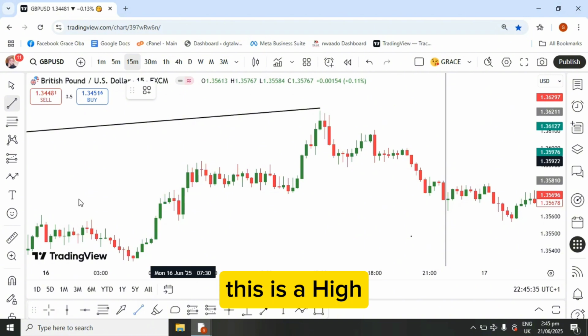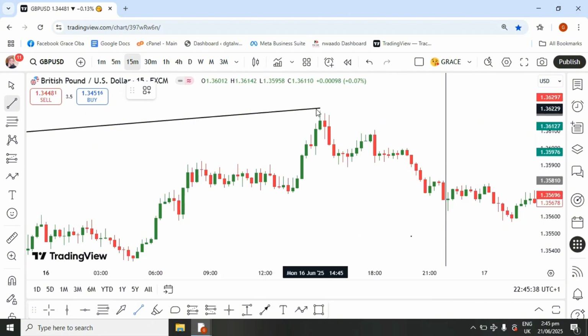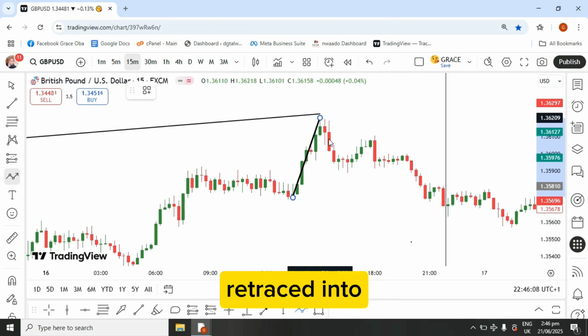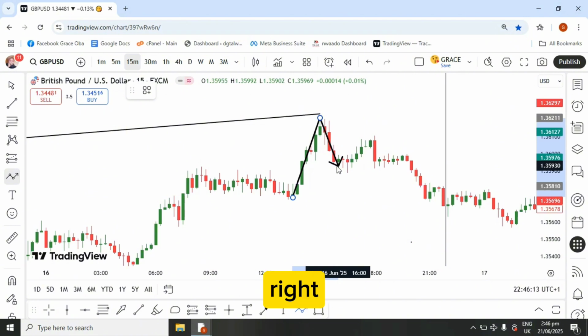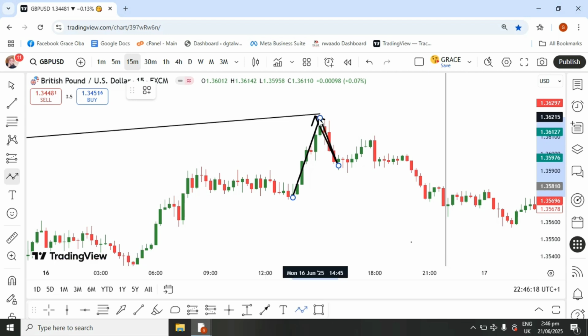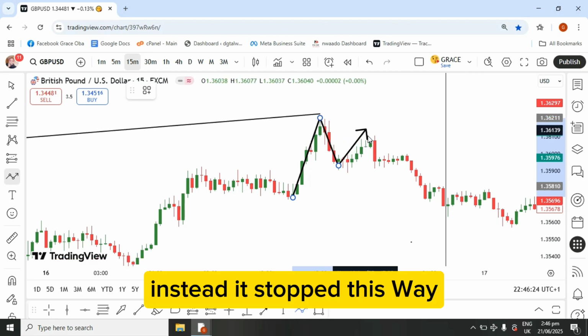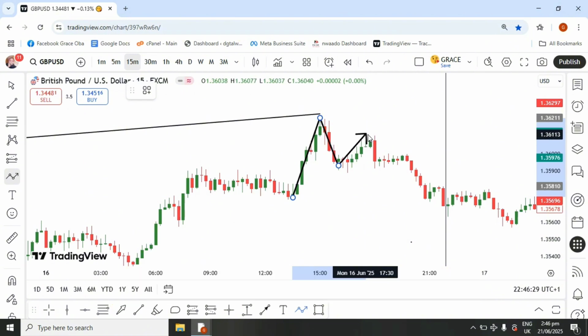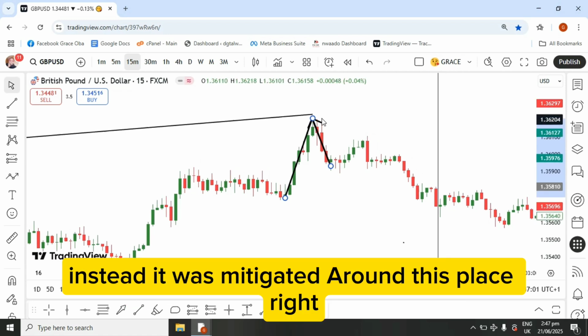This is a high, this is a higher high, upward direction. It rallied from here into this direction, retraced into this low, right? Now it rallied up again, but failed to take off this high in the upward direction. It failed to do so. Instead, it stopped this way. It was mitigated around this level, as you can see. So it failed to take off this level. Instead, it was mitigated around this place, right?